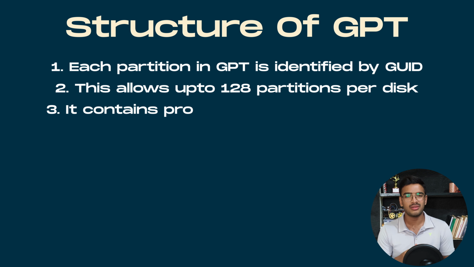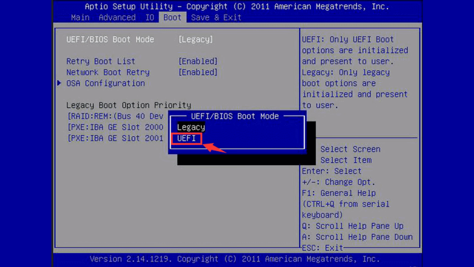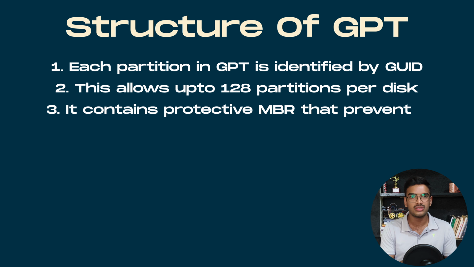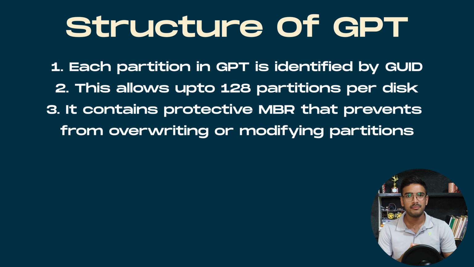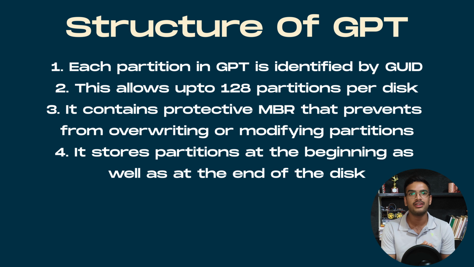GPT contains something called a protective MBR to maintain compatibility with legacy systems that do not recognize GPT partitions. The protective MBR basically tells the older system that the disk is in use and prevents them from overwriting or modifying the GPT partitions. GPT stores partition entries at the beginning as well as the end of the disk.